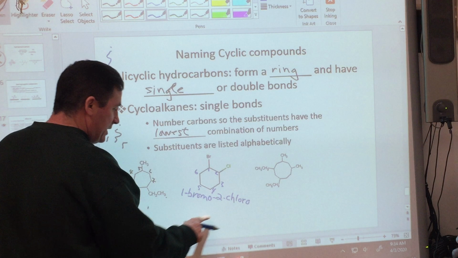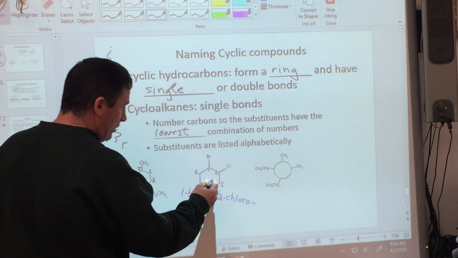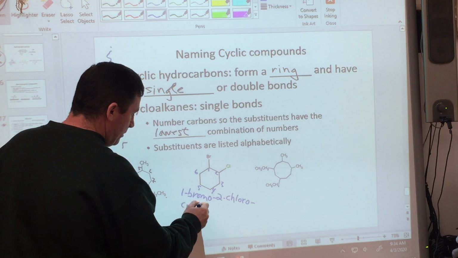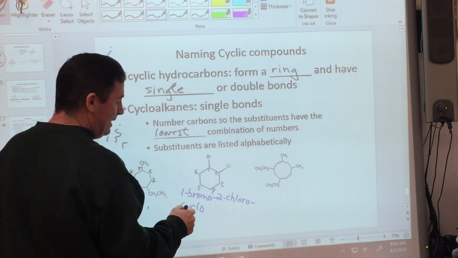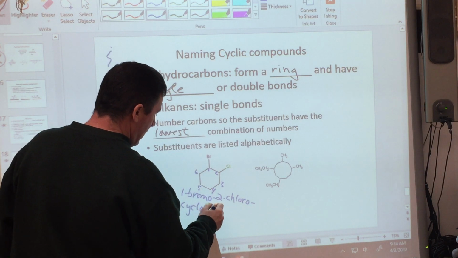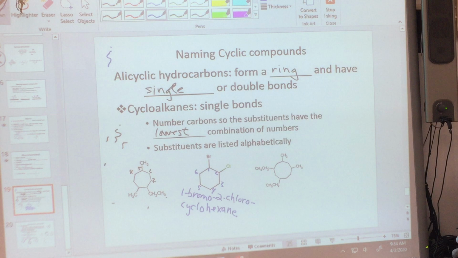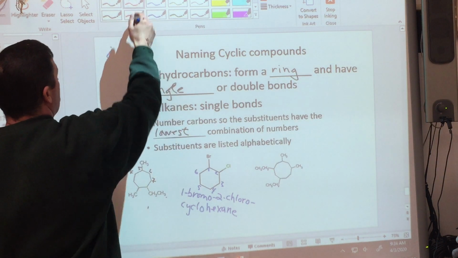Again, I'm going to move it down here, but it would be right next to it. I'm going to dash it here. Cyclo, because it's making a ring, and it's 6 carbons. That makes it a hexane. 1 bromo, 2 chloro, cyclohexane. All right? And the last one on this page.